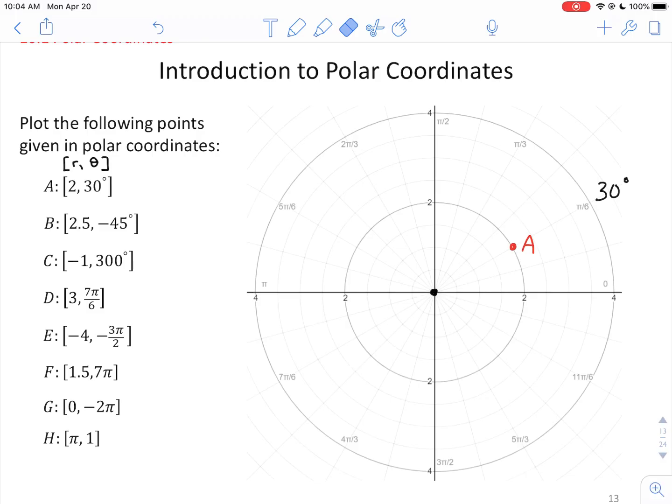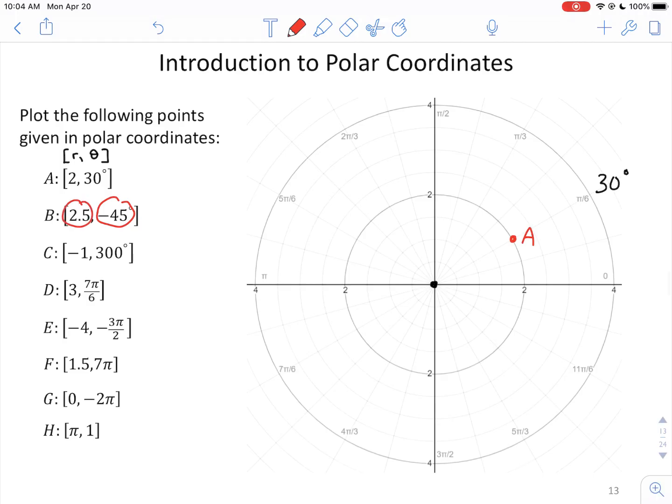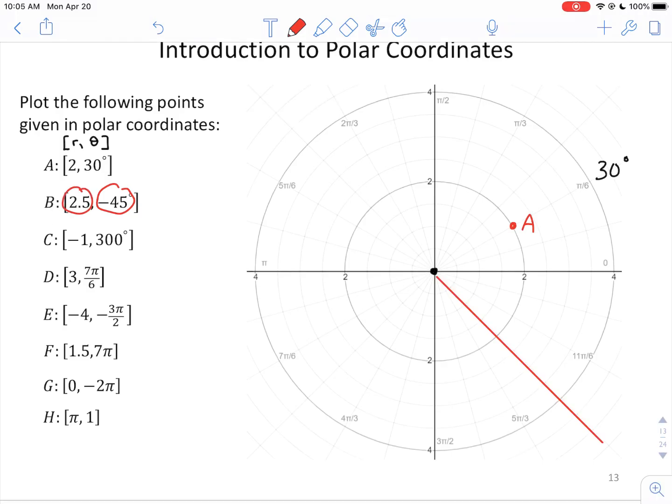Okay, let's look at point B. Here's a negative angle, so we go clockwise 45 degrees, and then we go out 2.5 units away from the origin. There's our negative 45 degree trajectory, and then we go 2.5 units away. Each little ring here is a half a unit. That's 1 unit, there's 2 units, and there's the extra half. Point B, along a trajectory of negative 45 degrees and 2.5 units away from the origin.